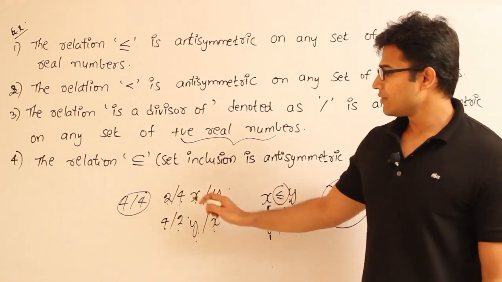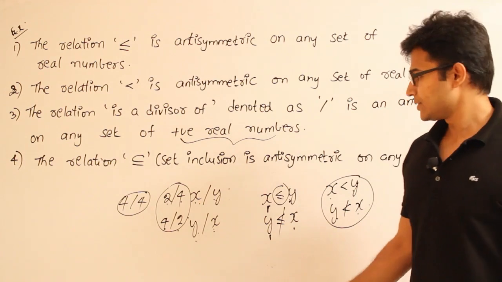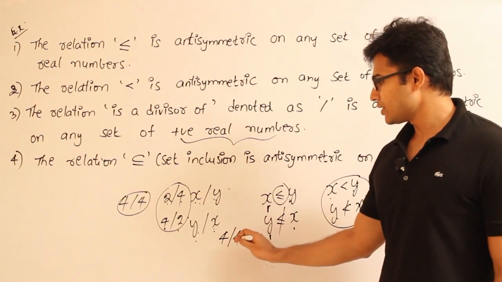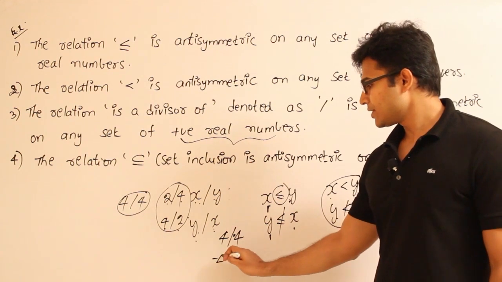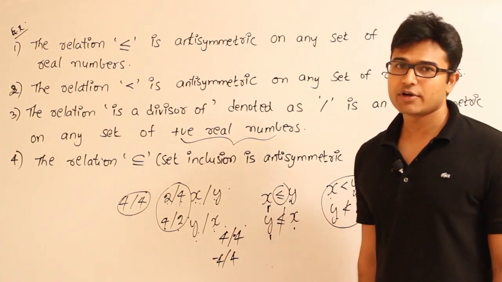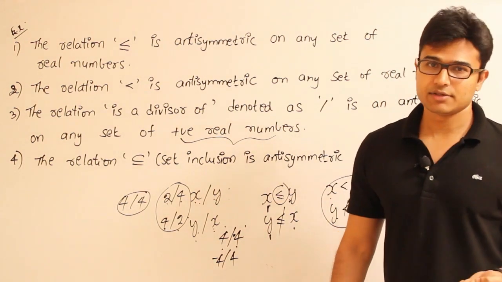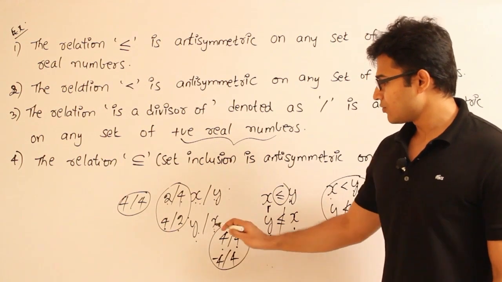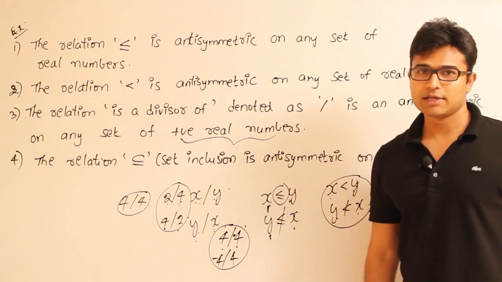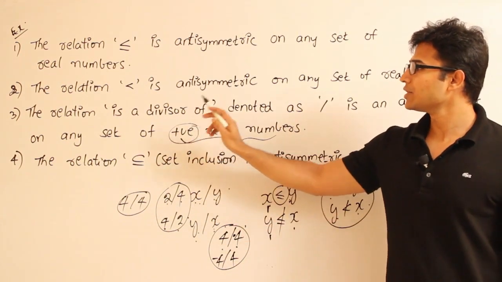So that is why we are not allowing negative real numbers. Why are we not allowing negative real numbers? You might end up having this case: 4 is a divisor of minus 4, as well as minus 4 is a divisor of 4. Then what happens? x and y are different, and x comma y and y comma x both will be present in the relation. That is why we are not going to have negative real numbers. We are going to have only positive real numbers.